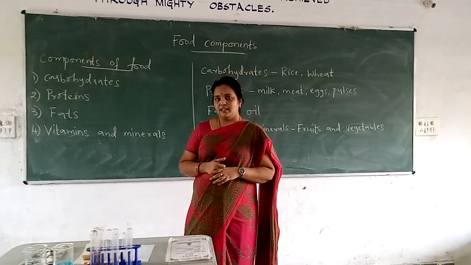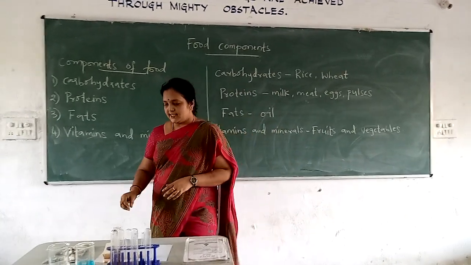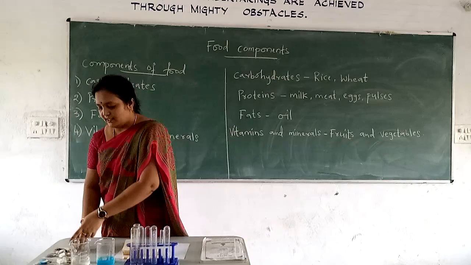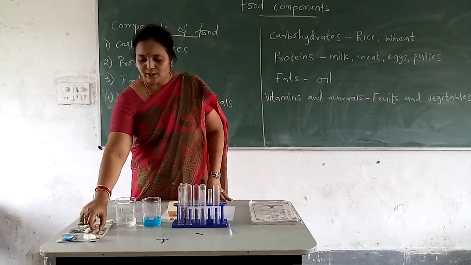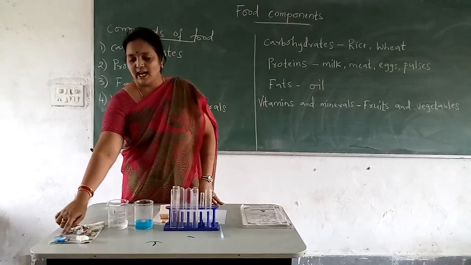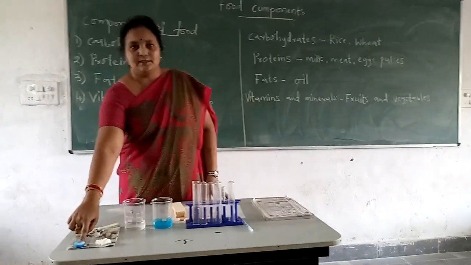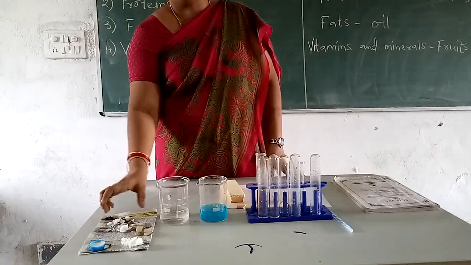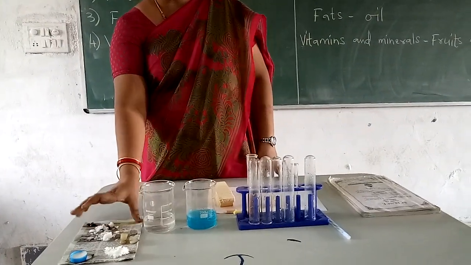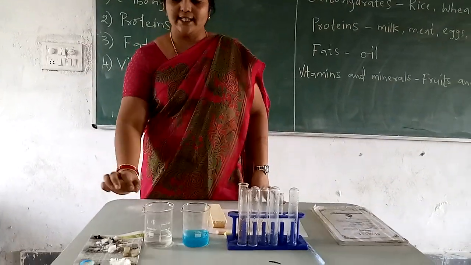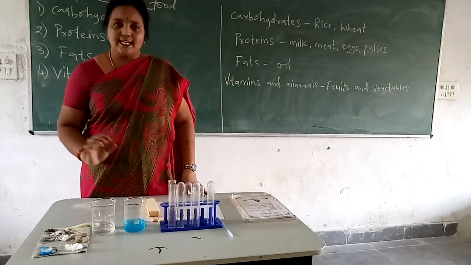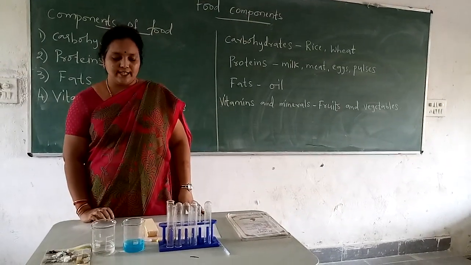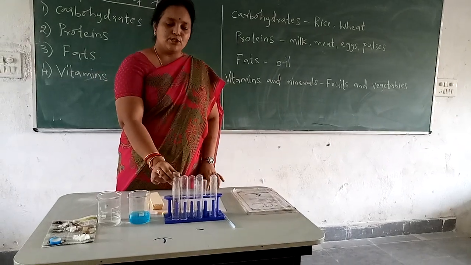You have to take a few food items. For example, here if you see, I have taken potatoes, rice and milk. These are the 3 food items I have taken to test whether carbohydrates are present in these food items or not. To test the presence of carbohydrates, we need iodine solution.